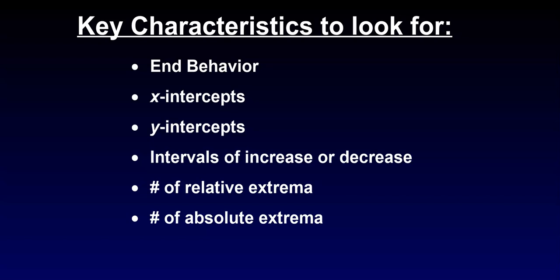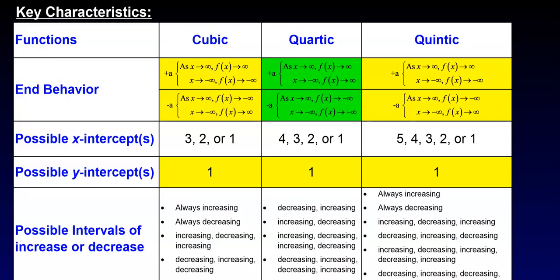Alright, key characteristics to look for: end behavior, x-intercepts, y-intercepts, intervals of increase or decrease, the number of relative extrema, the number of absolute extrema. Cubic functions, some characteristics in end behavior. So with our end behavior, this part is always the same. So as x goes to infinity and as x goes to negative infinity, so as we go to the right or the left.